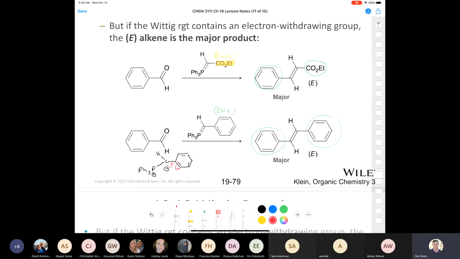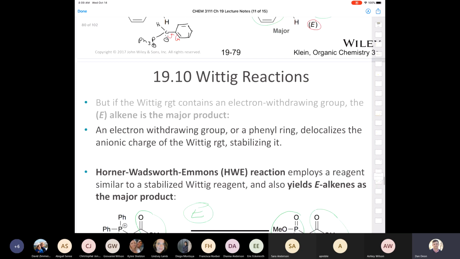So maybe a better way of saying it is that you have to have a group that's going to stabilize the negative charge on the carbon. And when you have a group that stabilizes that negative charge, you are going to end up with the E stereoisomer. Okay, you end up with the E alkene as the major product.